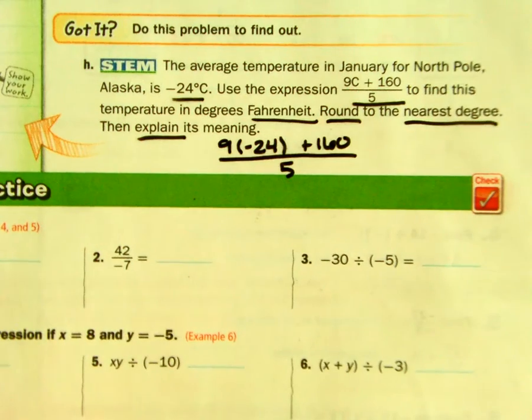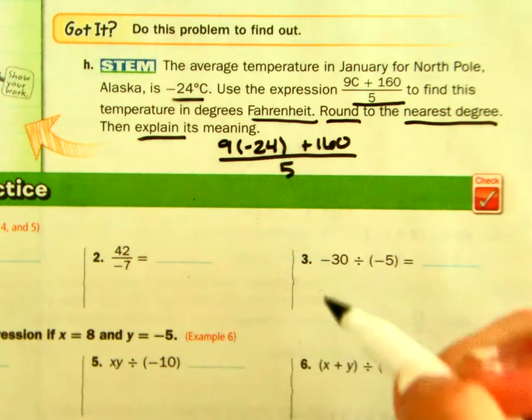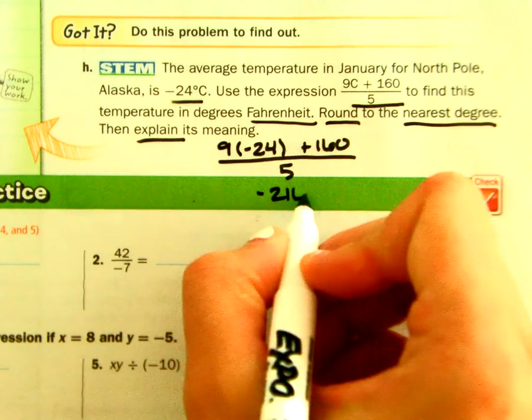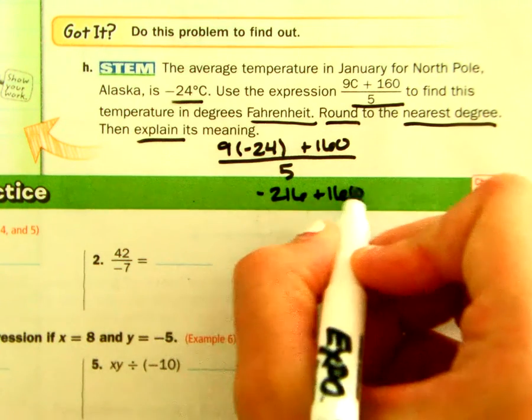Okay? Now we need to solve this. When we are solving in the terms that it looks like a fraction or a ratio, we always simplify the numerator, then simplify the denominator. So I'm going to start with the numerator. We have 9 times negative 24 plus 160. So again, I follow my order of operations. First is parentheses. We have parentheses, but there's nothing to do in it. We have no exponents. Now we're going to multiply. So we're going to take 9 times negative 24, which is negative 216, plus 160 divided by 5.